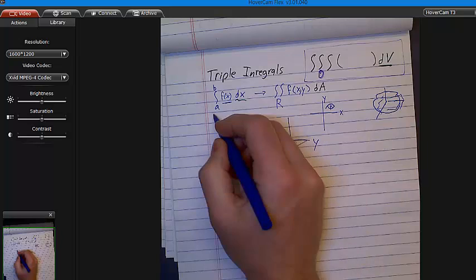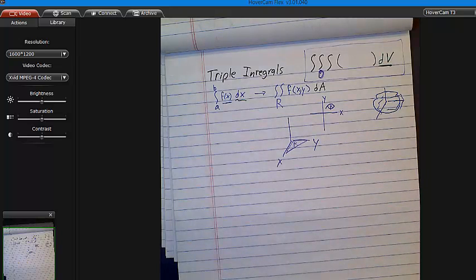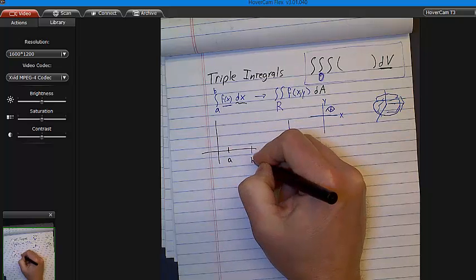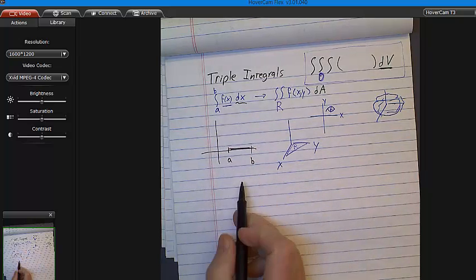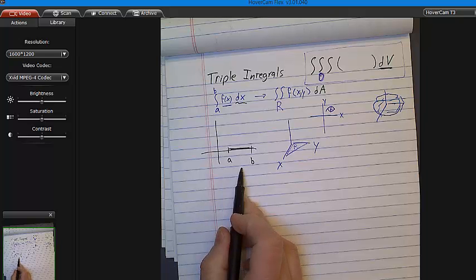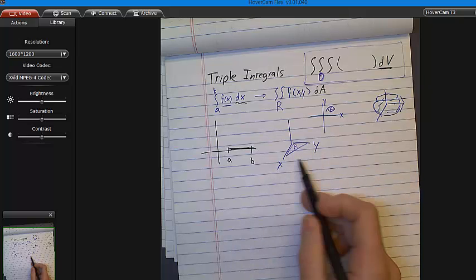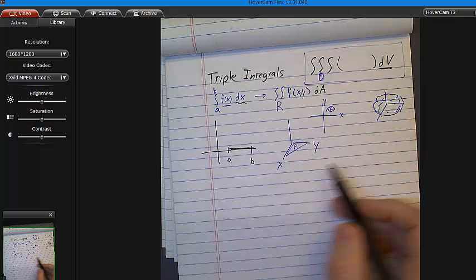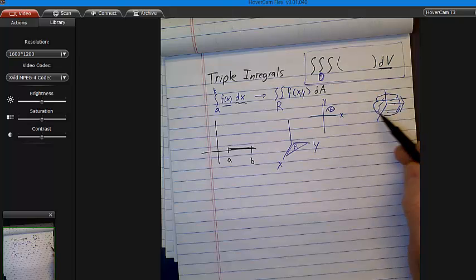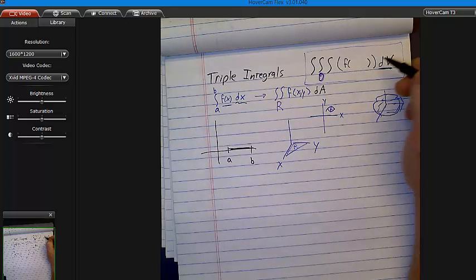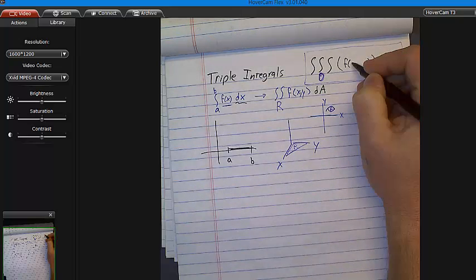right? Or instead of, in Calc 1, what does Calc 1 look like? You integrate from A to B, right? So in Calc 1, we have a one-dimensional set we integrate over, and then the double integral was we're integrating over a region R. Now we're integrating over a three-dimensional space, which means that what goes here is a function of how many variables? 3. We're up in it.